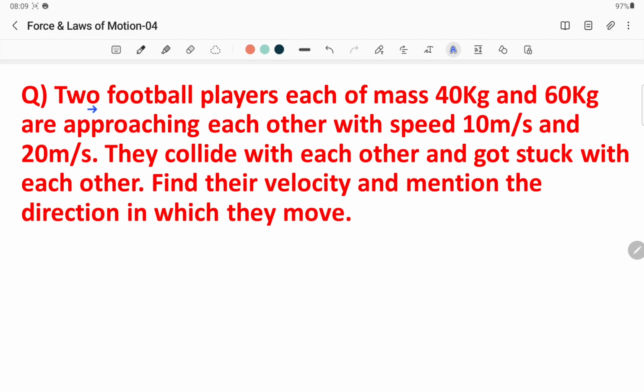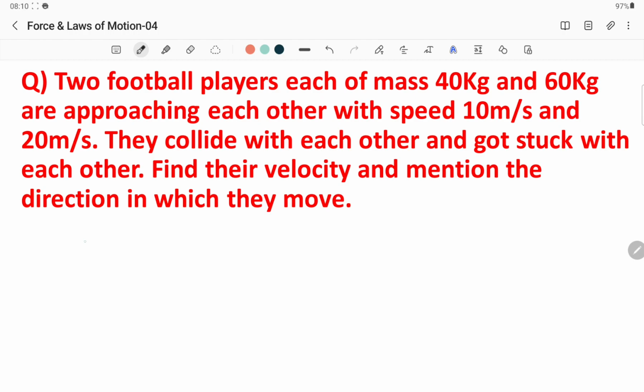Let's have a look at this. Two football players, each of mass 40 kg and 60 kg, are approaching each other with speeds 10 meter per second and 20 meter per second. Alright, let us represent this situation. There are two football players. So here is one football player, let me call this football player A, who is approaching here. And afterwards there is one more football player, he is here, let me call him B. He is also coming here.